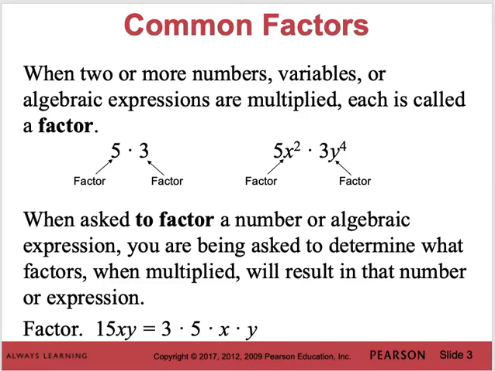So we need to know what two numbers can I multiply together to equal 15. 15 is a multiple of 5, so 5 times 3, and x times y are the only two variables we could multiply together to equal xy. So the factors would be 5, 3, x, and y.